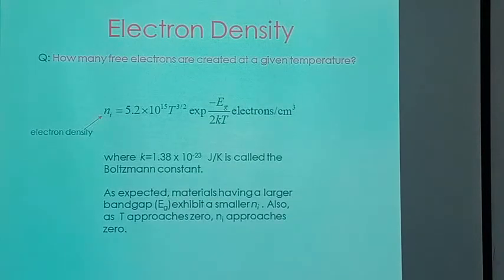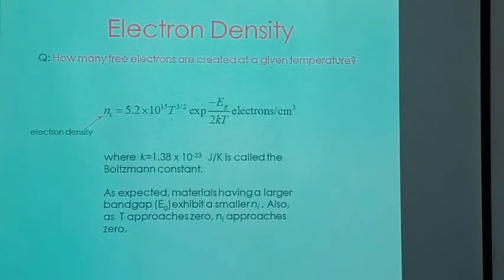So the next point is electron density. How many free electrons are created at a given temperature? We can calculate this with the help of this formula. From this formula, we can say that Ni, that is electron density, as expected, is smaller for materials having a larger band gap energy.